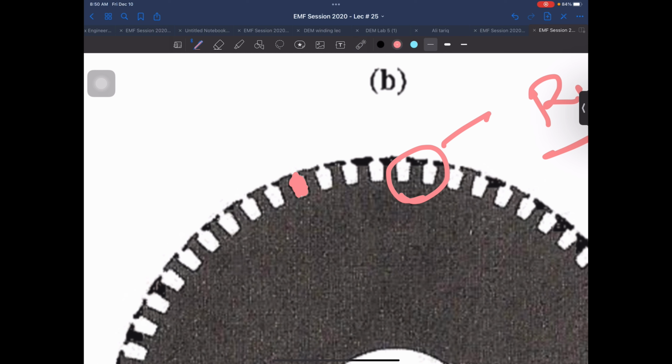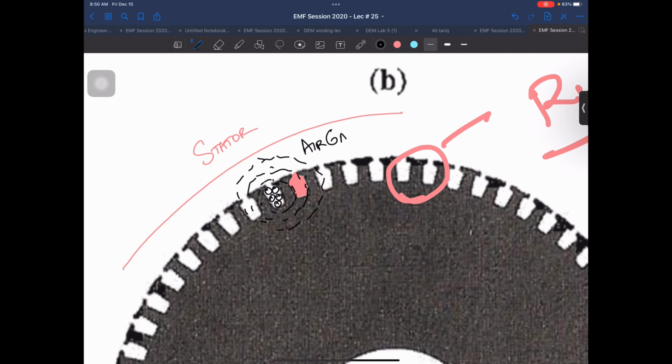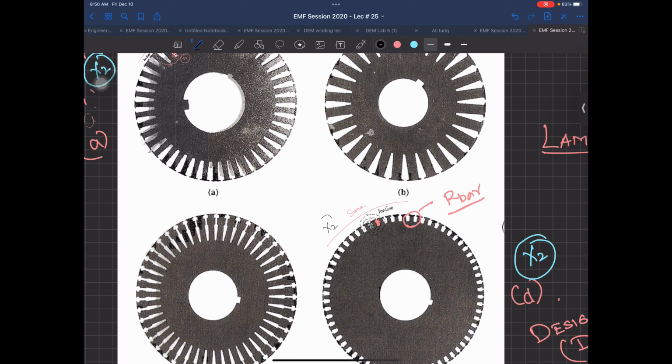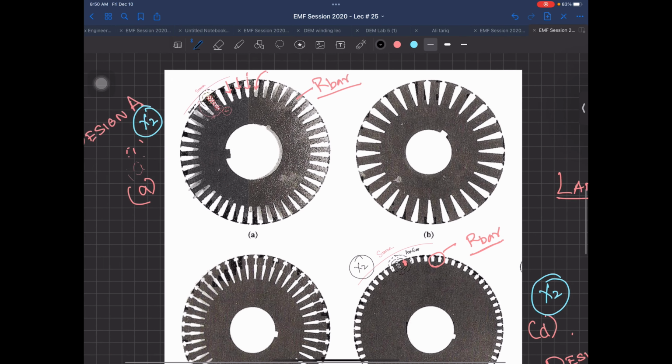So even if flux is being produced over here, this is your stator, and you have a conductor placed over here. Their flux is going to be linking the rotor and the stator. This is the air gap, so you are going to have the flux over there. Now, in this case X2 is going to be on the smaller side.